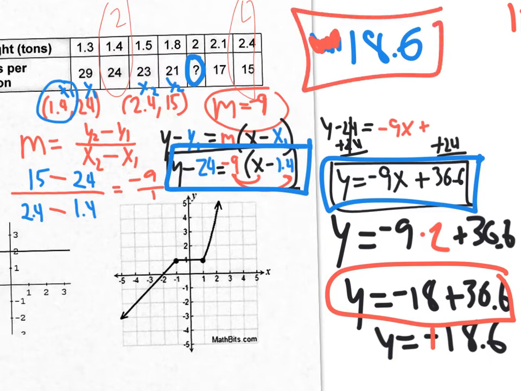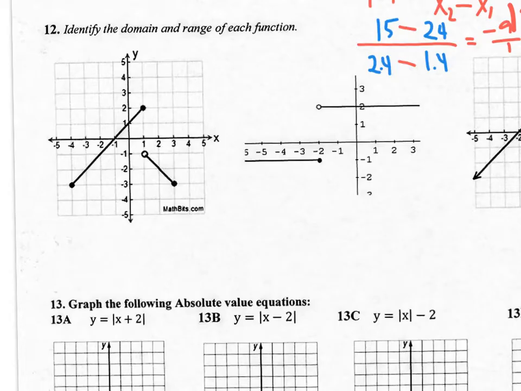So positive 18.6 is your final answer. Moving on. I know you guys love this next part, domain and range, right? So domain and range. Domain are your x values, left and right. Range are your y values, up and down.